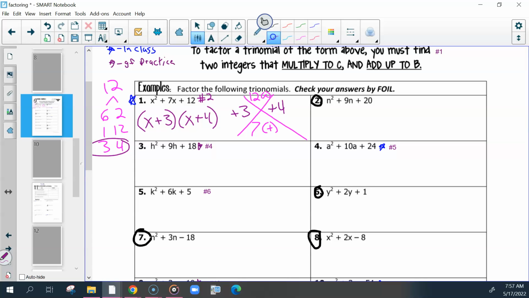Before we continue, what questions do we have on that? So whatever number is last, you put up top. Whatever number is in the middle, you put in the bottom. Then you're looking for 2 numbers that multiply to be 12, so we find the factors. And if we add those factors together, we're looking for which of them would add to be the bottom number.